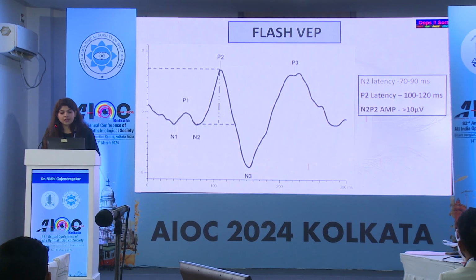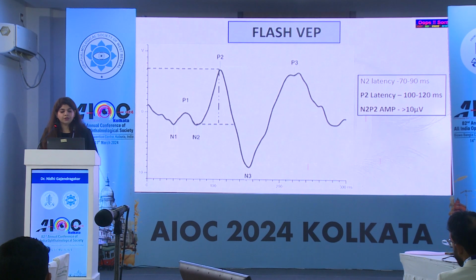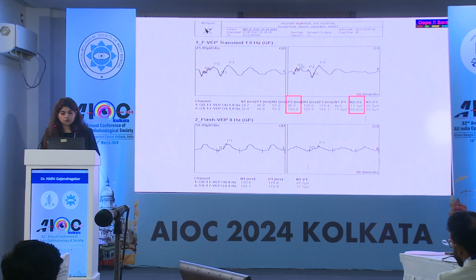So here also we have multiple negative and positive waves. The most important here are the P2 and N2. P2 latency is normally 100 to 120 milliseconds, and the N2-P2 amplitude normally should be more than 10 microvolts. So this is how the output will look. What we need to see majorly is the N2-P2 and the P2.